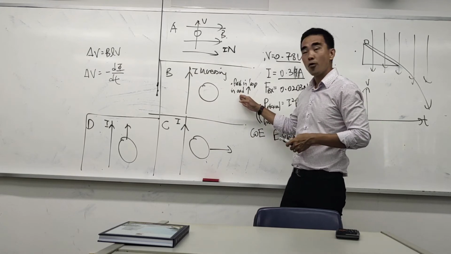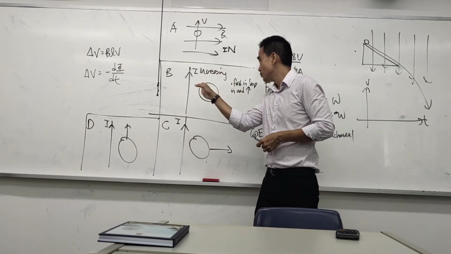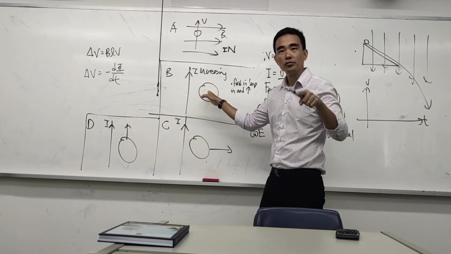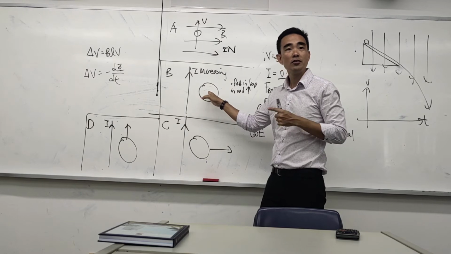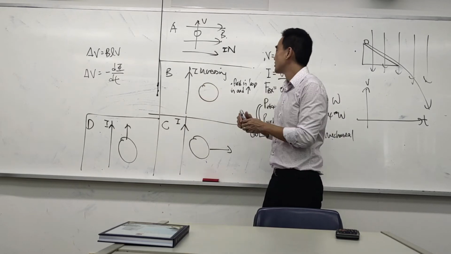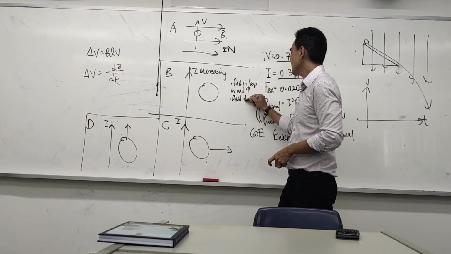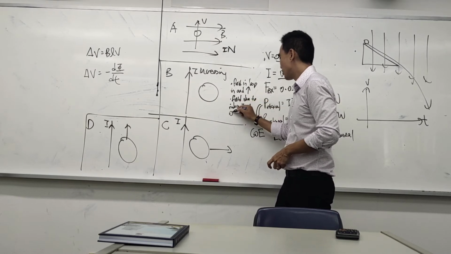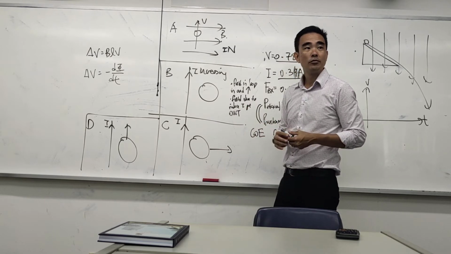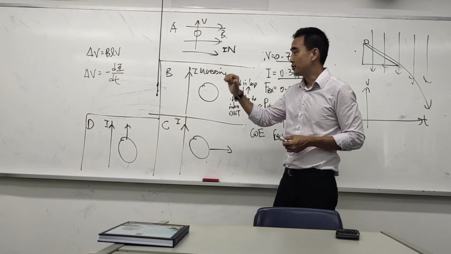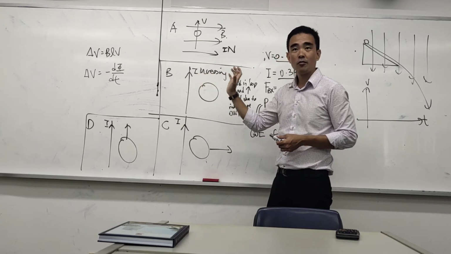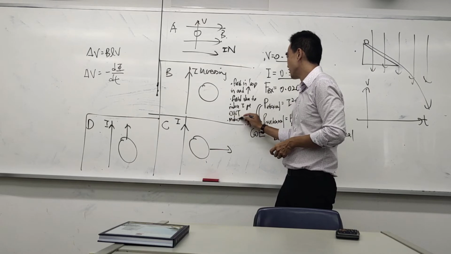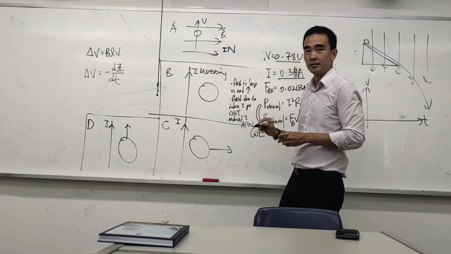Therefore, in order to oppose an inward field that is increasing, the field due to the induced current must point in or out? Out, right? So the field due to induced current must point out. Now, using the right-hand grip rule, to produce a field out, clockwise or anti-clockwise? Anti-clockwise. Yes, correct. So the induced current is anti-clockwise.